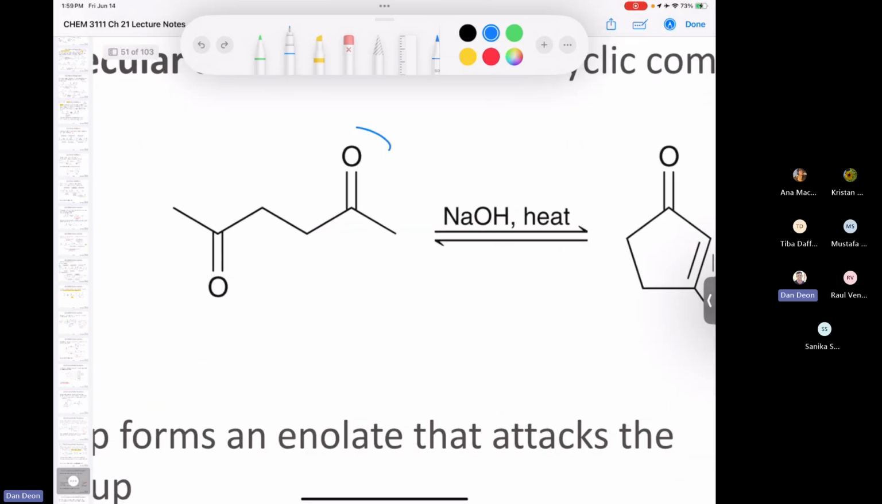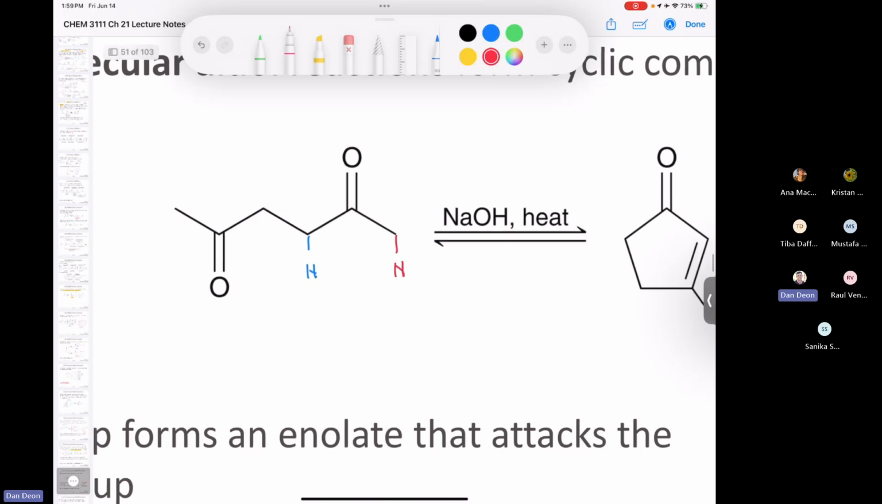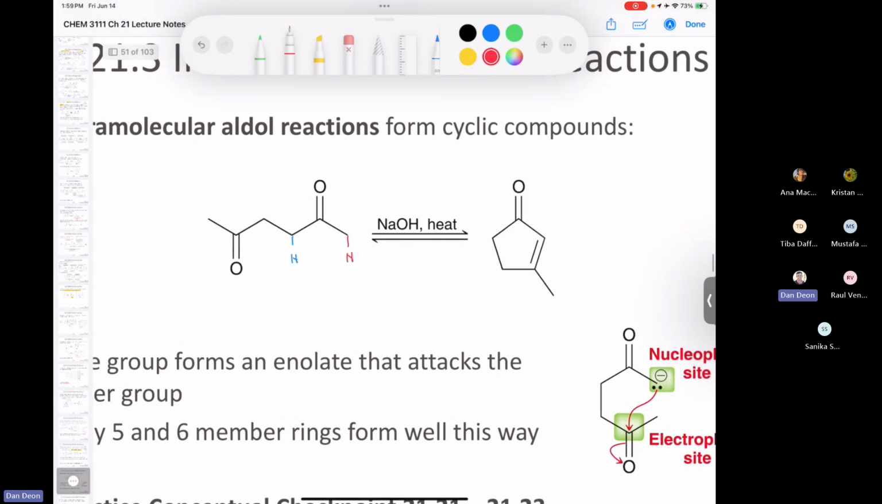If I just examine this carbonyl here, I have the alpha proton in blue, and then I have the alpha proton in red. Which one of those protons am I going to pull off preferentially, because they'll both make a resonance stabilized enolate? The answer is it's going to pull off the proton in red to make this enolate. Why? Because when the nucleophilic attack occurs like this, you would end up with a 1, 2, 3, 4, 5-membered ring, and you see that right here.